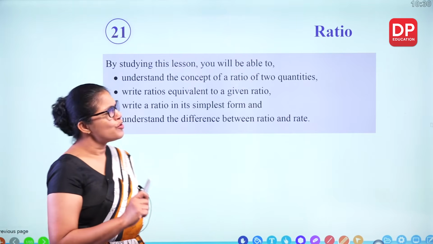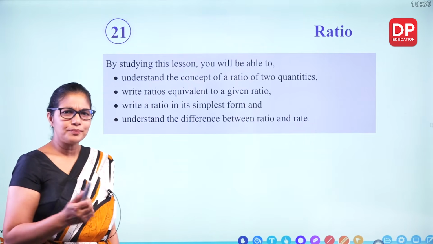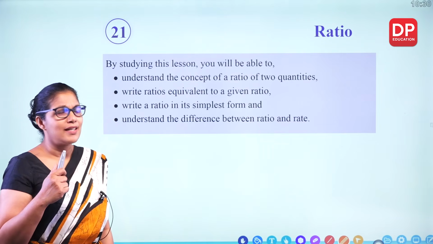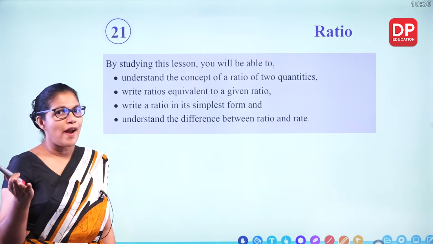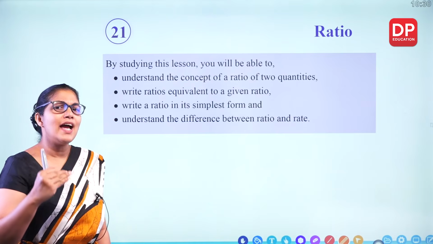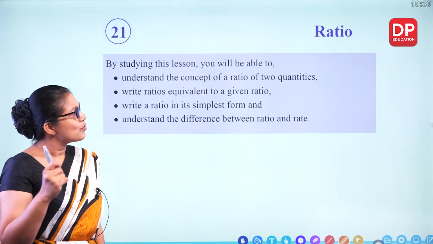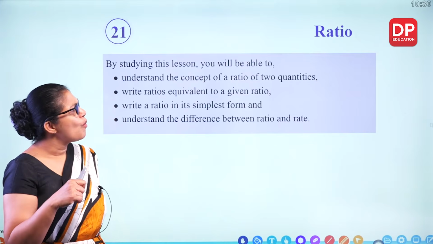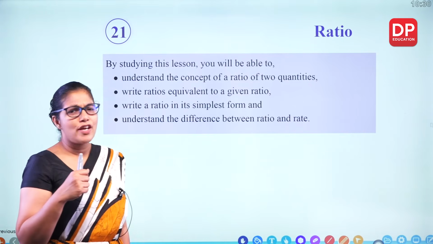So what do you know about ratios? Ratio is a fraction. So you know about fractions. You get a denominator and a numerator. So ratio is a fraction basically. So how can we identify ratios?